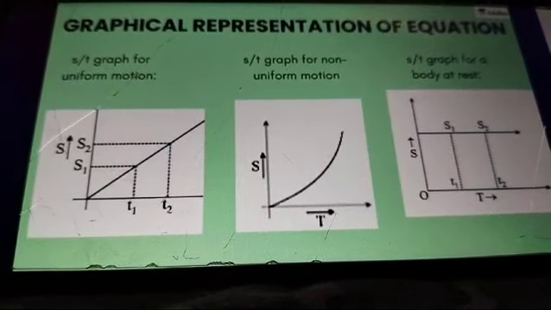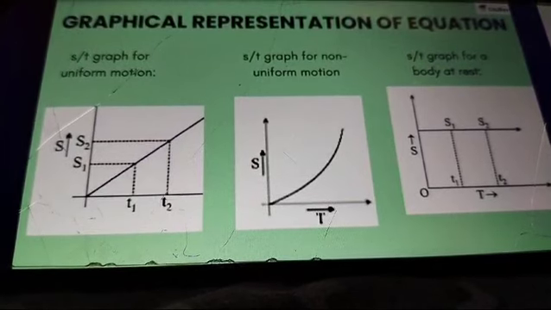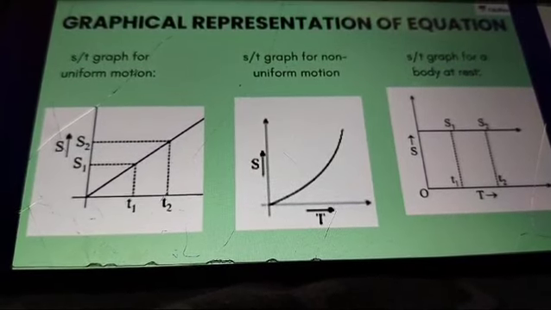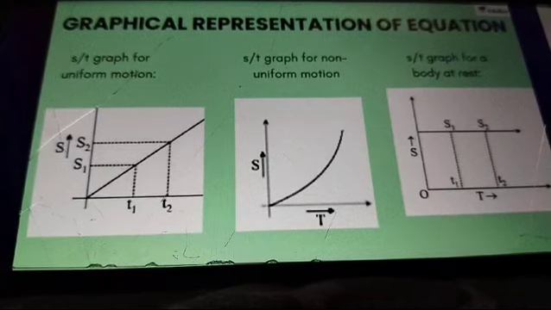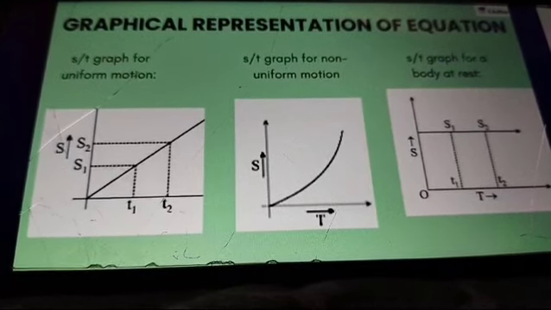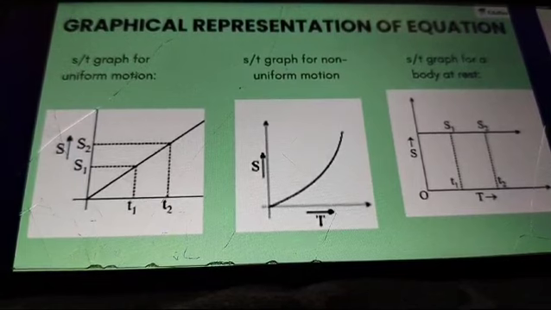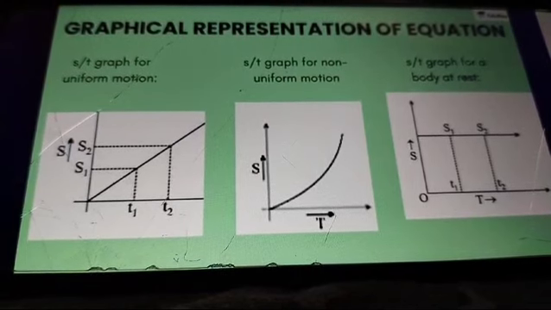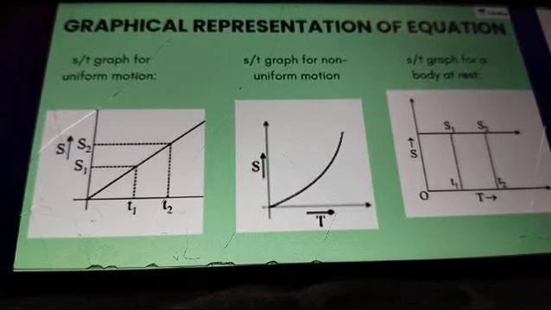Now here, we have graphical representations of position-time graphs for different types of motion. The first one is distance-time graph for a uniform motion. See how a body covers equal distances s1 and s2 in equal time intervals.